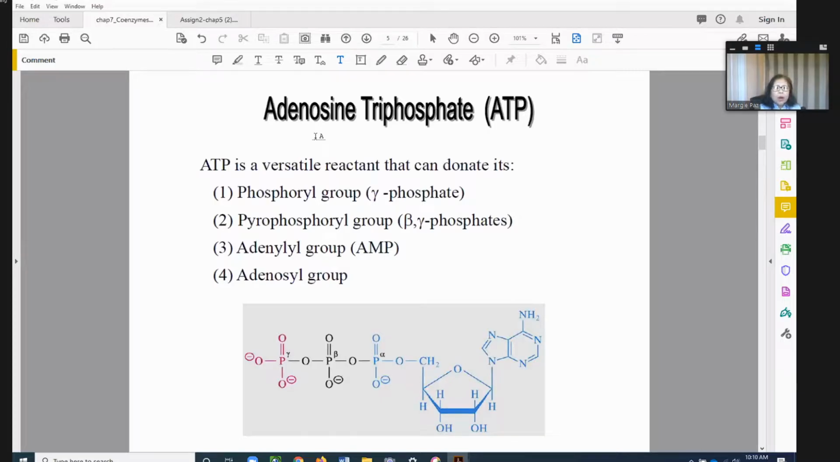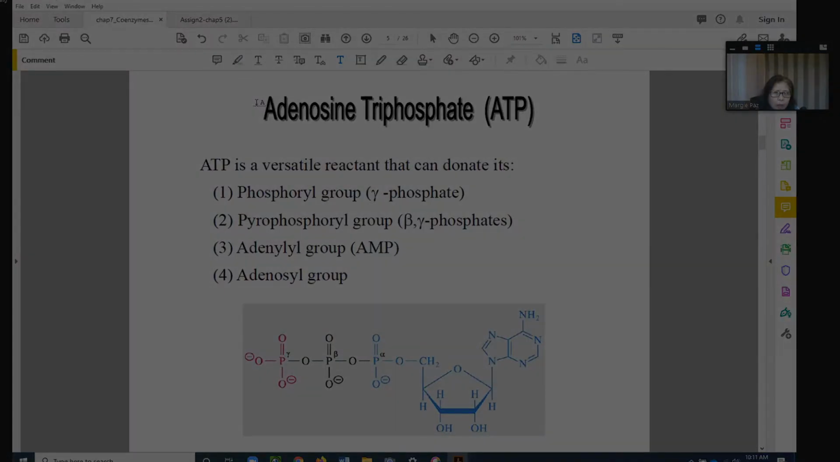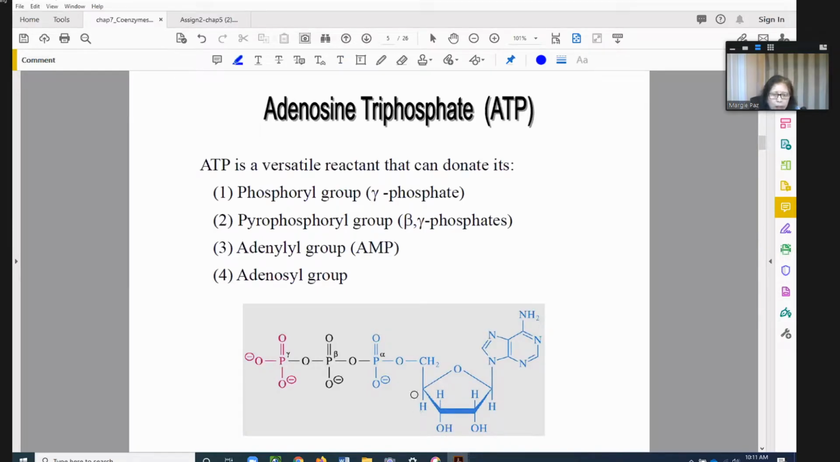An example of a metabolite coenzyme is the nucleoside triphosphate, adenosine triphosphate. There are actually a number of nucleoside triphosphates that serve as metabolite coenzymes, but by far the most abundant of those is ATP. ATP consists of a nitrogenous base, this adenine base here, linked to a ribose bearing 3 phosphate groups.